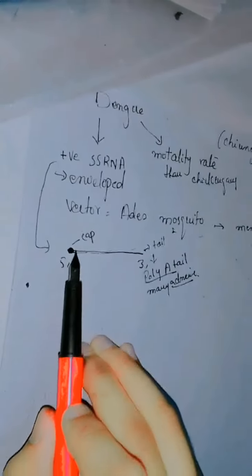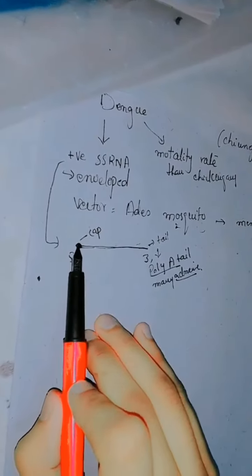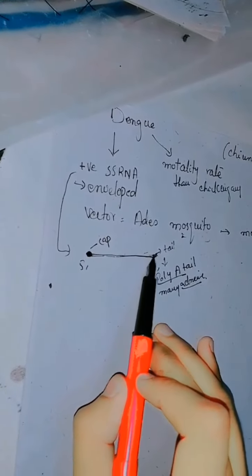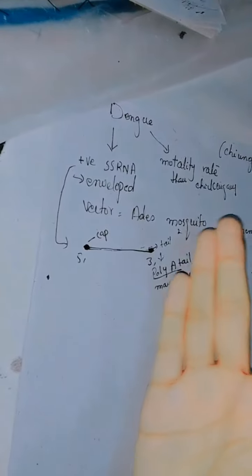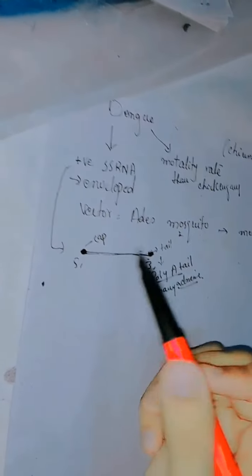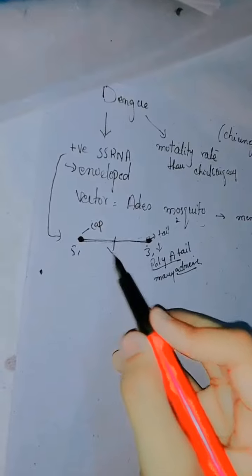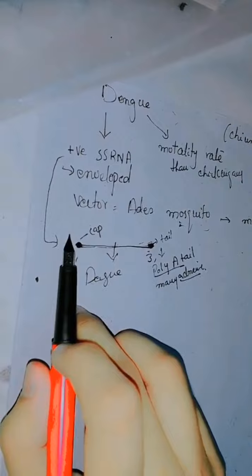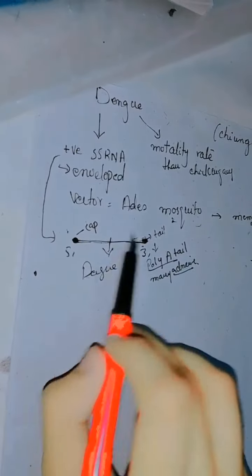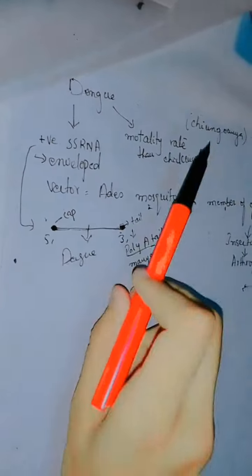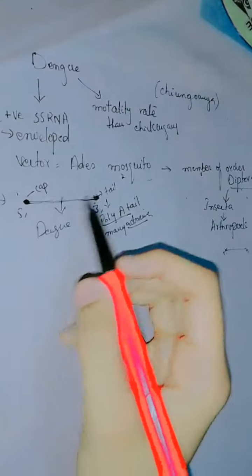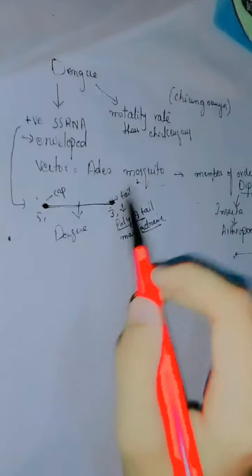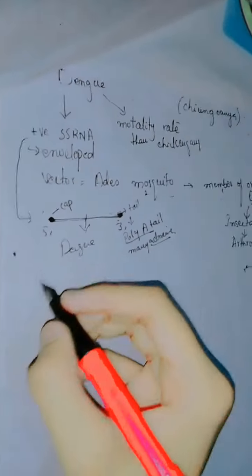So translation will be starting from this cap. It helps in the translation. It will start translation, and the tail will stop it, means the translation will stop here. So that will only happen in dengue virus. The translation will start from 5 prime to 3 prime, from cap to tail. In chikungunya, the cap and tail are both not present. So basically that is the difference between chikungunya and dengue virus.